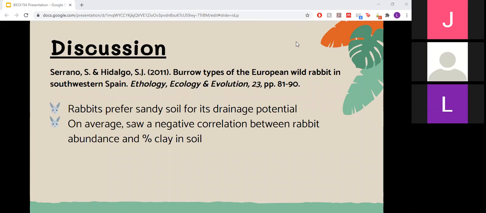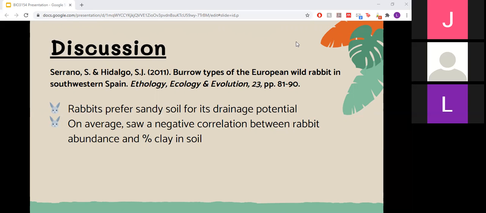This second study evaluated the relationship between rabbit warrens and soil composition. The study noted that rabbits seem to prefer sandy soil because of its low water holding capacity. So during flooding or heavy rainfall, the sandy soil allows for water to drain and not accumulate, where soils with high water holding capacity could reduce the drainage and accumulate water, which can drown the young rabbits in the warren.